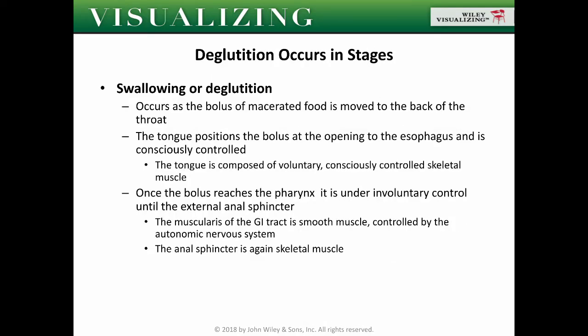Now, swallowing, or more technically called deglutition, occurs as the bolus of macerated food, meaning chewed food, is moved to the back of the throat. The tongue positions the bolus at the opening of the esophagus and is consciously controlled. This is also the reason why we cannot inhale while swallowing. Remember, in the pharynx there is an intersection of your respiratory tract and your GI tract. In the case of inhalation, your glottis is open, so the air can pass through to your larynx and onto your trachea.